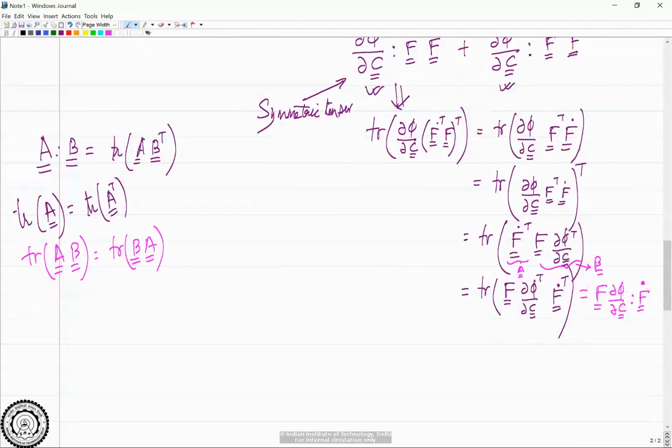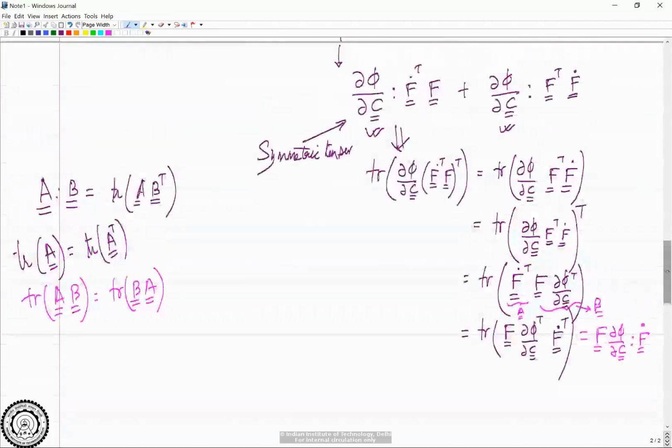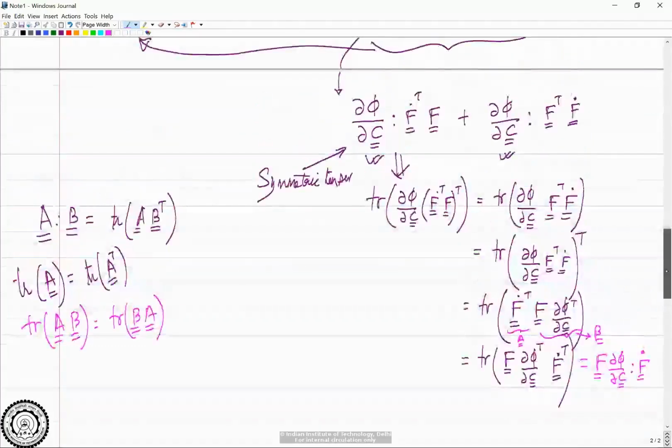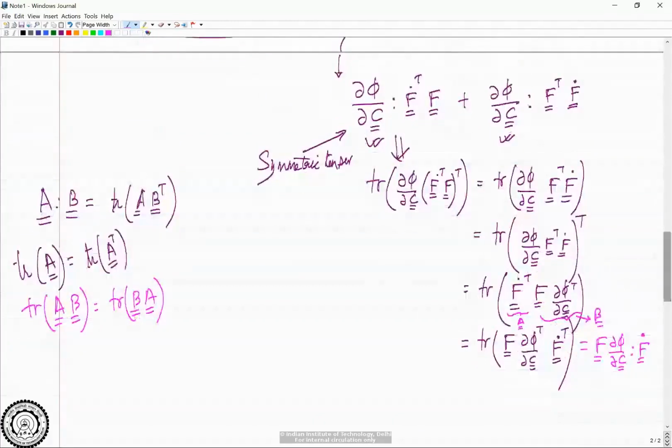So you see, I could do the manipulation at the tensor level itself. I didn't have to go back to indicial notation. But we could have also done this whole thing even with indicial notation. Okay, so that's just one of the terms, and let us see what is going to happen to this term.